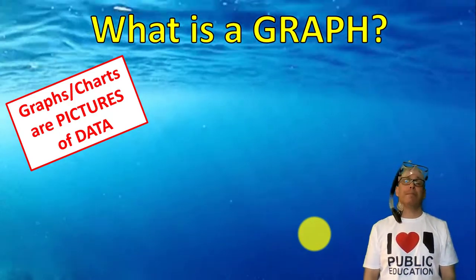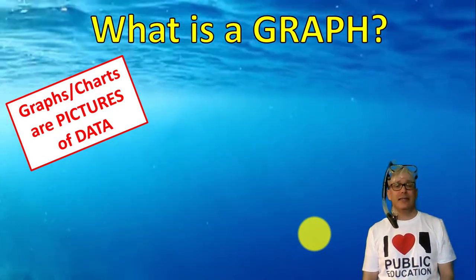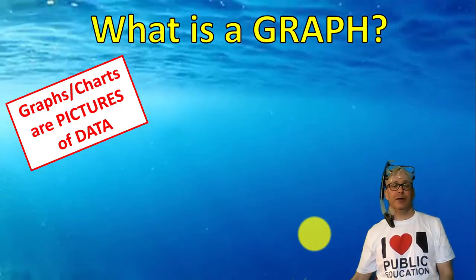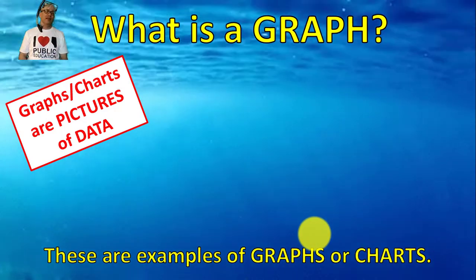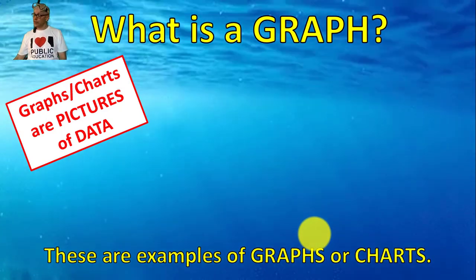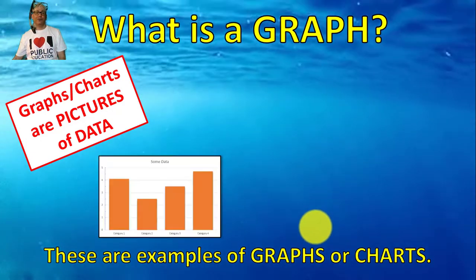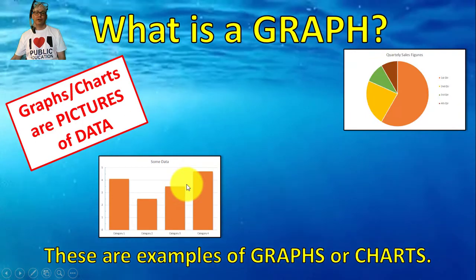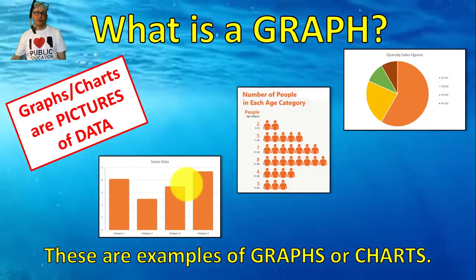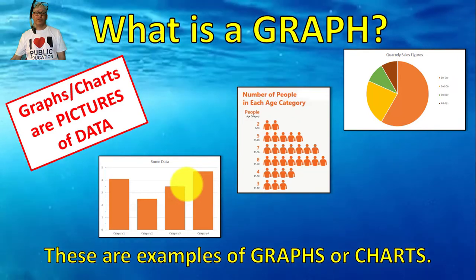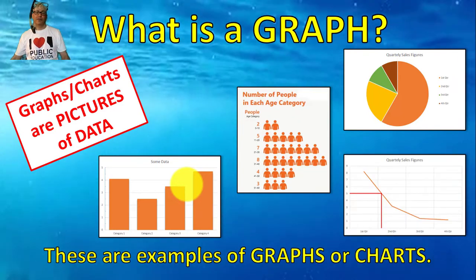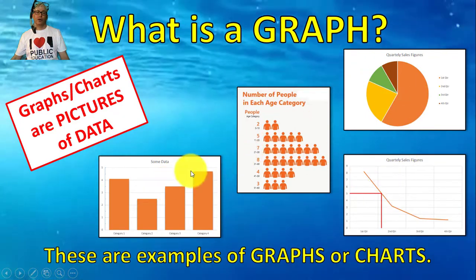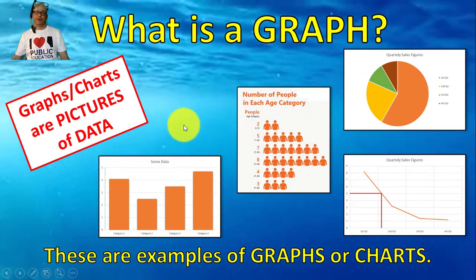Graphs or charts are pictures of data, pictures of information. These are examples of graphs or charts. Here's a graph. Here's a graph. Here's a graph. And here's a graph. Different kinds of pictures to show data.